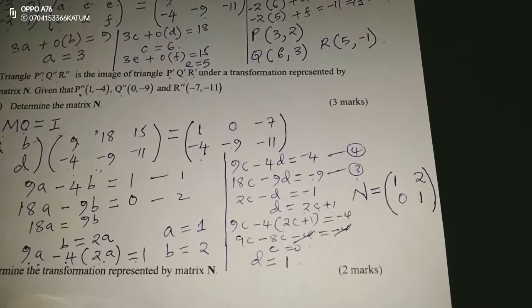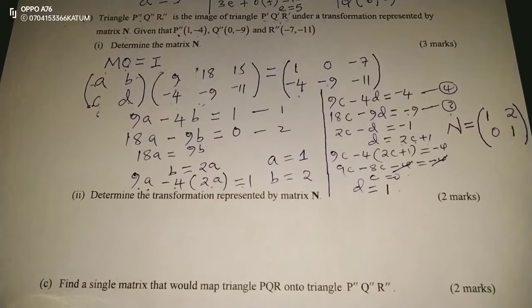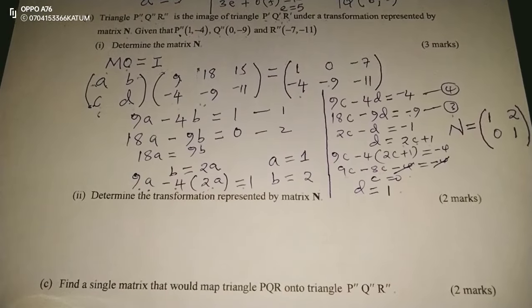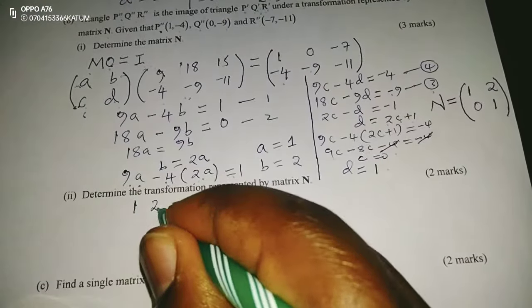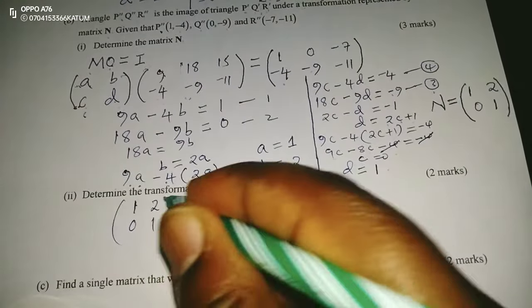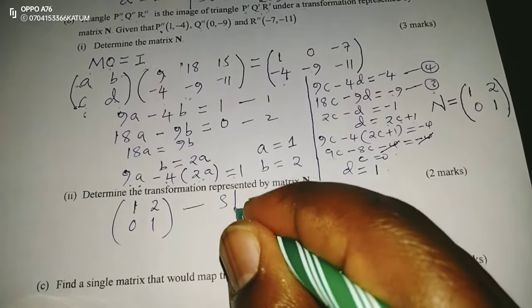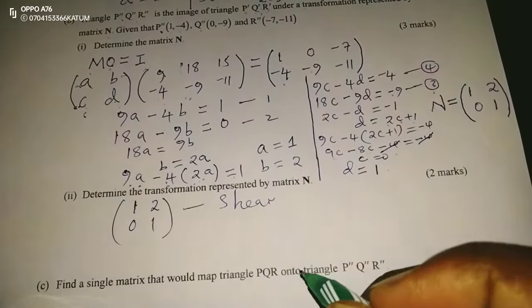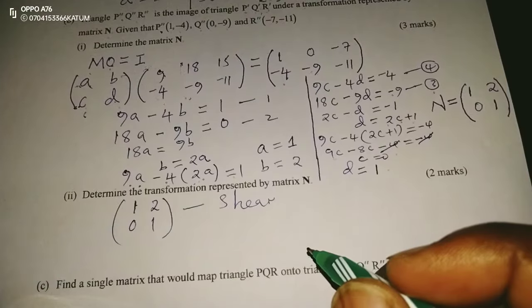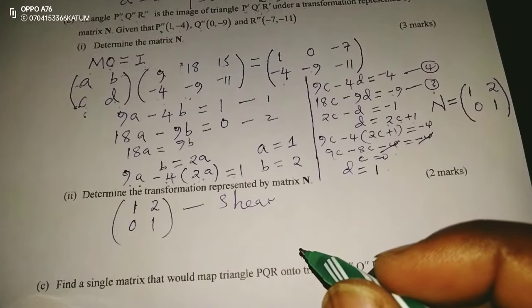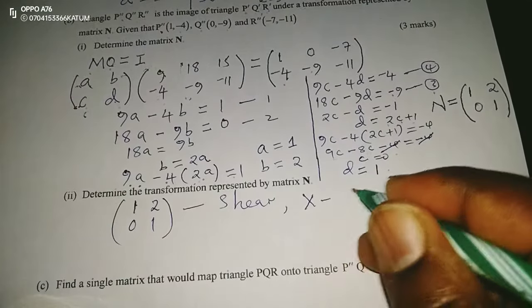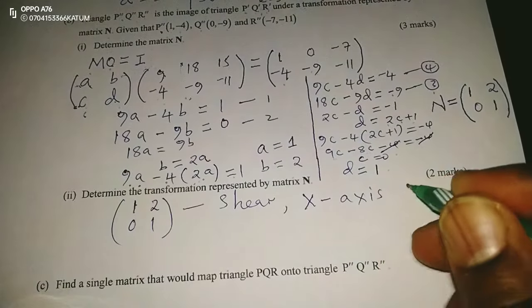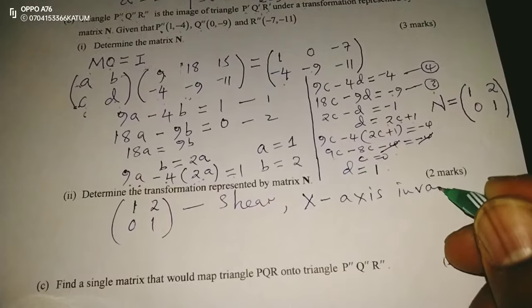The next thing in part 2 is to determine the transformation represented by matrix N. The nature of this matrix, that is 1, 2, 0, 1, means this is simply a shear. So to describe a shear, we have to mention that it is a shear, and we also mention the invariant line. That means it is the x-axis invariant.